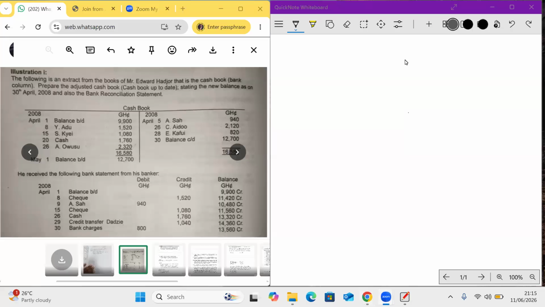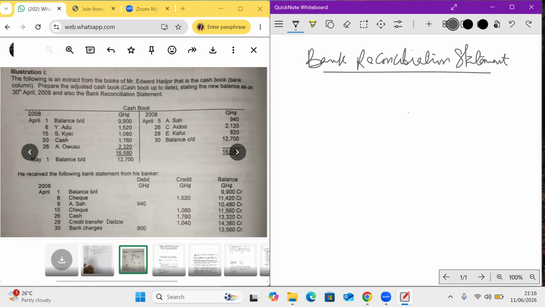All right. So we are going to deal with bank reconciliation statements, which is also called the BRS. I'm hoping we will solve more questions.